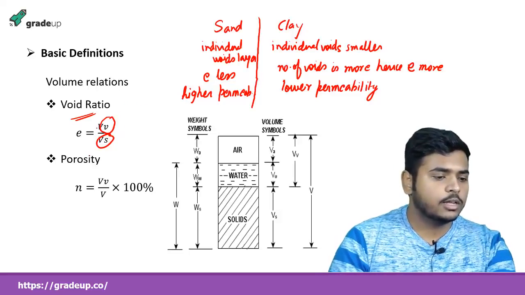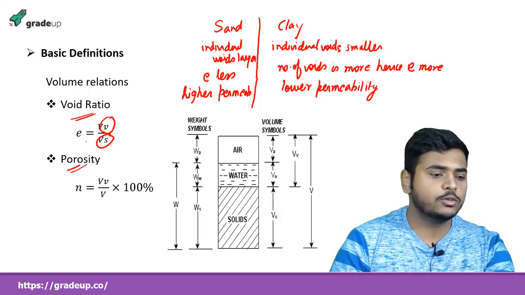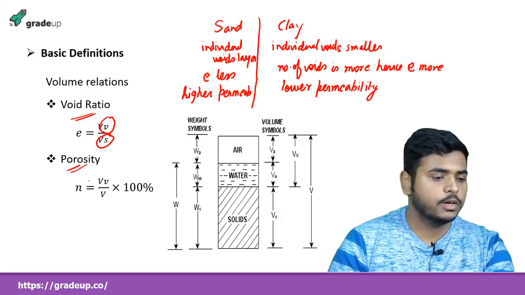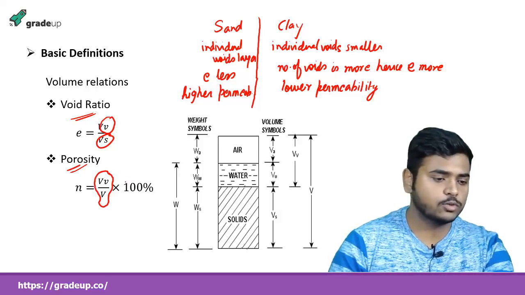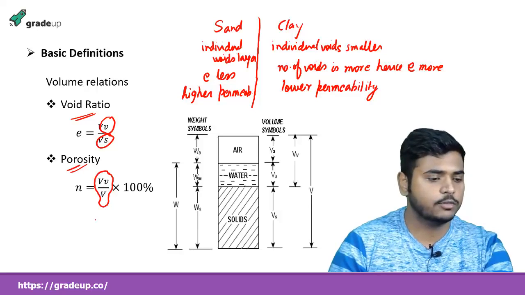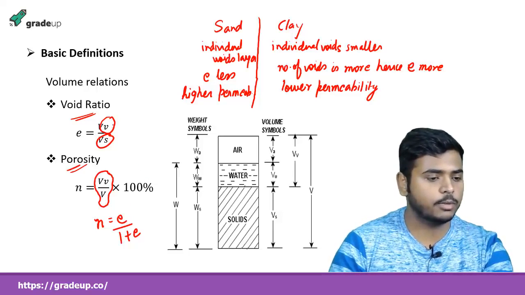Now coming to the other definition, that is porosity. The void ratio and porosity are together used to find the denseness or looseness of the soil. It is the ratio of volume of void to the total volume of soil, and it is generally denoted in percentage. There is also a relation between void ratio and porosity, which is n is equal to e by 1 plus e. We will be studying this relationship in great detail in the coming videos.